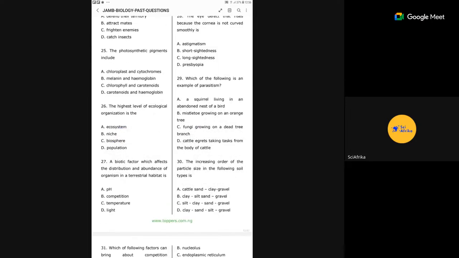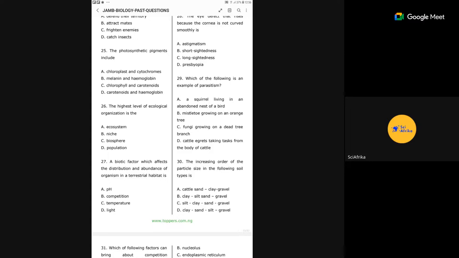The abiotic factor which affects the distribution and abundance of organisms in a terrestrial habitat is what? Abiotic factors are non-living factors. There's a space in number 27, it should be a mistake. It's supposed to be abiotic, so the A and the B are supposed to be together. So the abiotic factor which affects the distribution and abundance of organisms in a terrestrial habitat is what? pH, competition, temperature, or light.